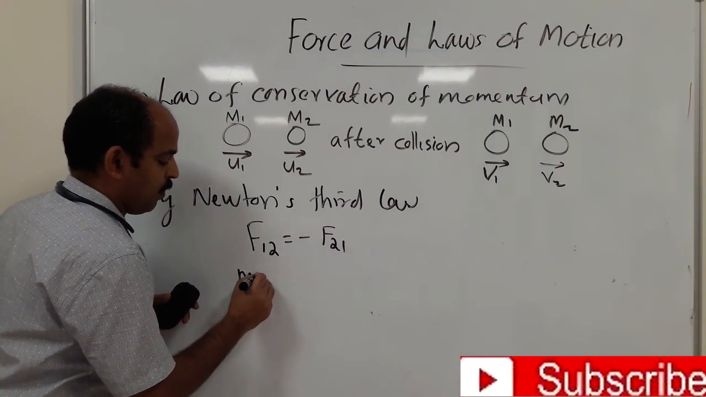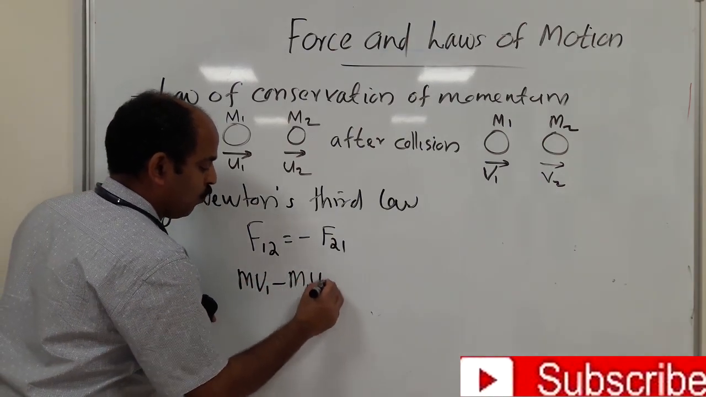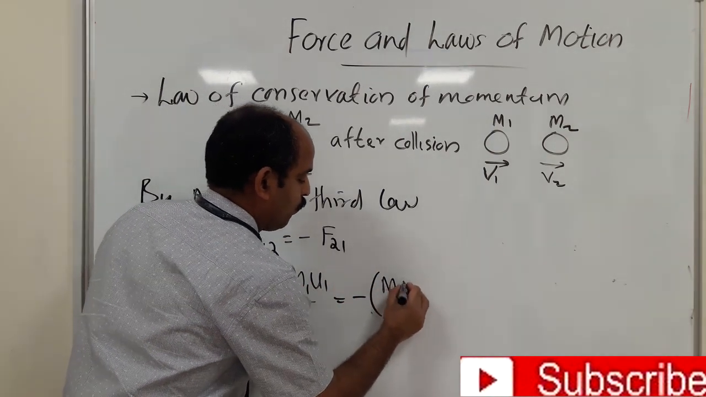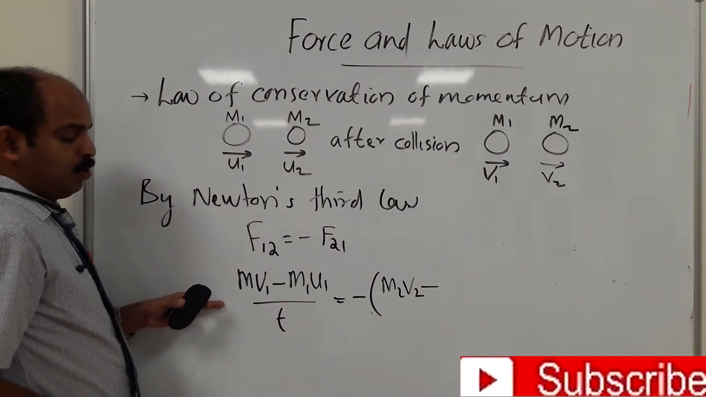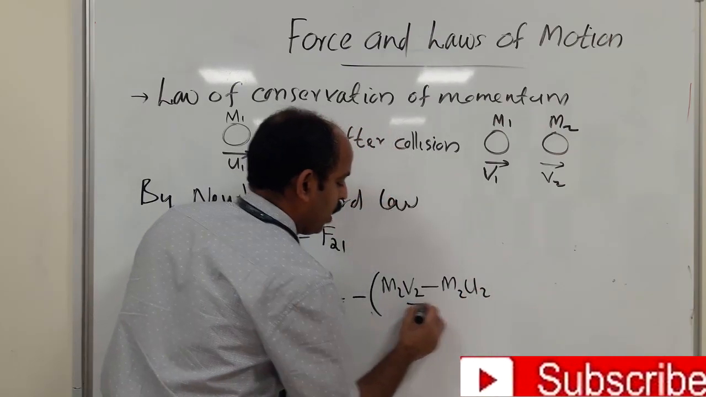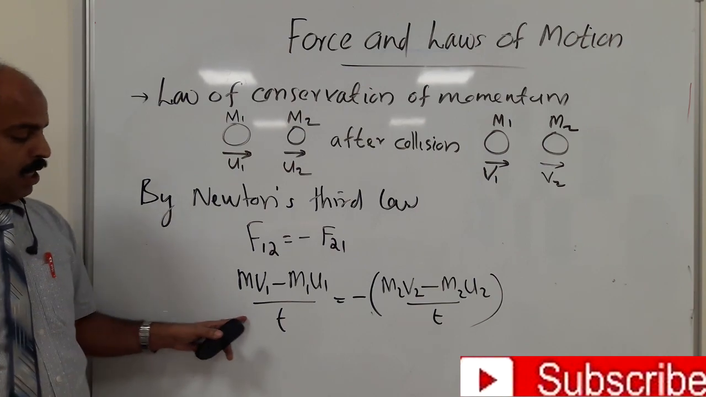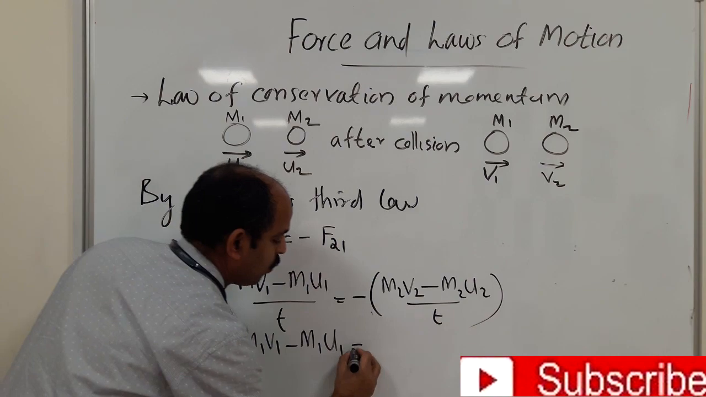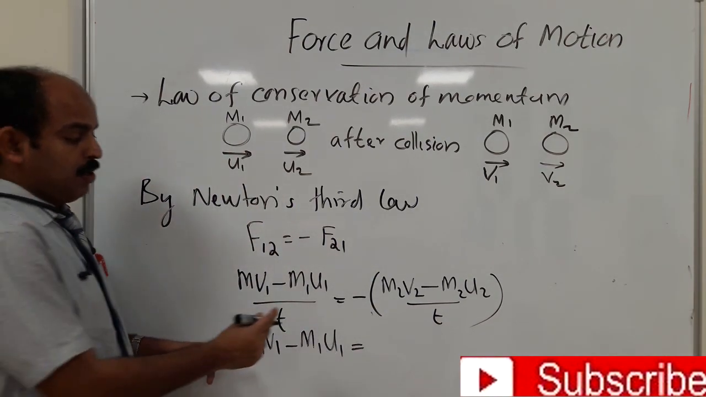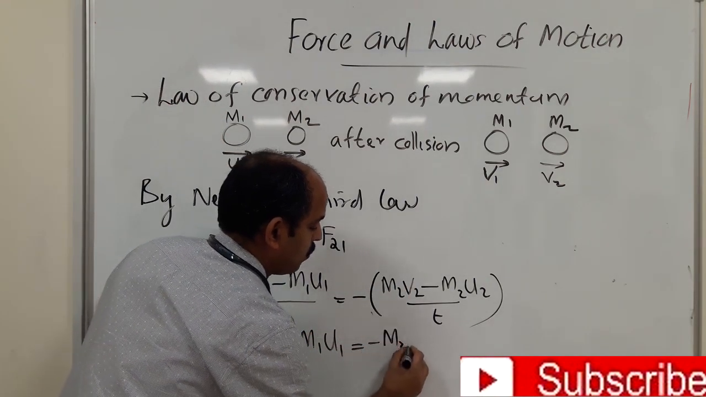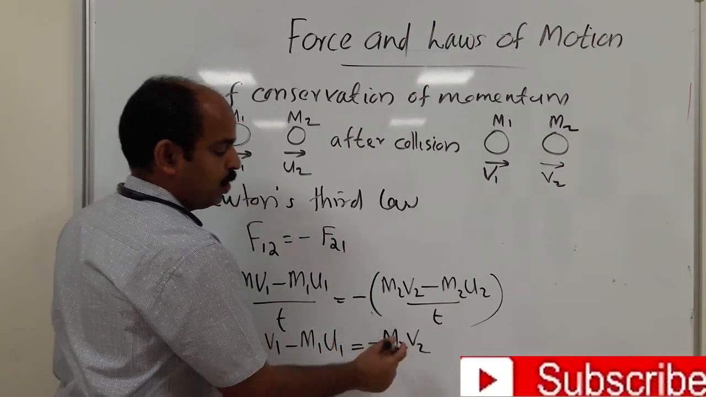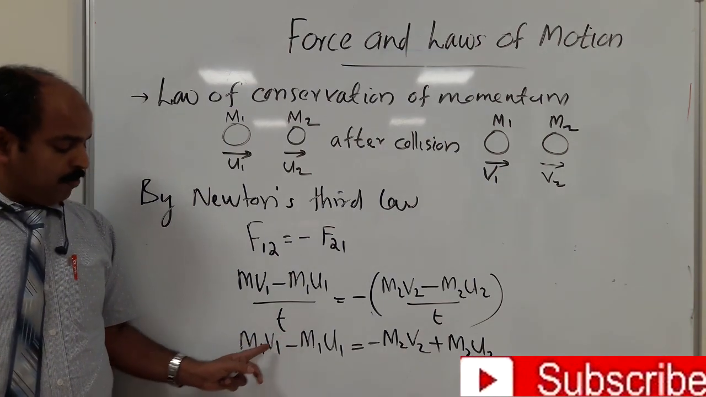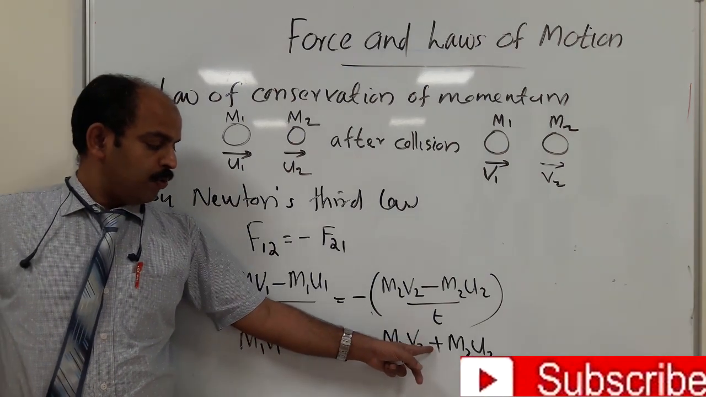We have seen that it is m1 v1 minus m1 u1 divided by time, equal to minus, into m2 v2 minus m2 u2 divided by t, right? So t we can cancel on both sides. So m1 v1 minus m1 u1 equal to minus m2 v2 into this term, so minus m2 v2, then minus times minus, plus m2 u2. So m1 v1 minus m1 u1 equal to minus m2 v2 plus m2 u2.